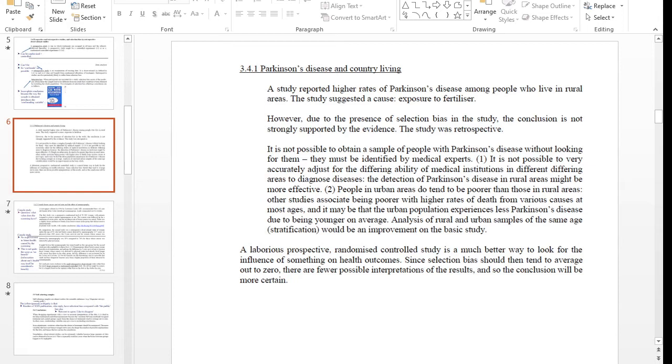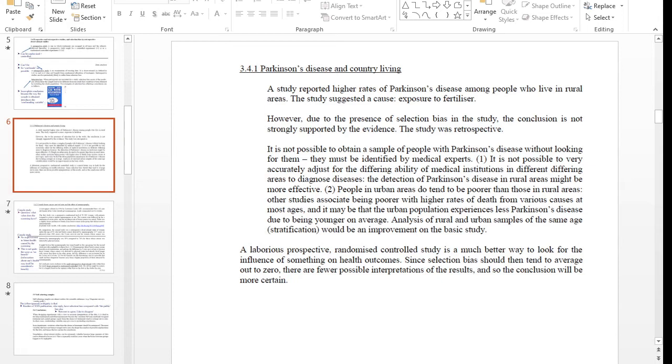A possible explanation too: people in cities tend to be poorer, this is where this study was taken, than people in rural areas. I think this is US data, and it is possible that being in poorer areas, the urban populations may have higher rates of death from various causes at most ages. And so a reason that the urban population might have a lower rate of Parkinson's disease is because the population is a younger age on average than the rural population.